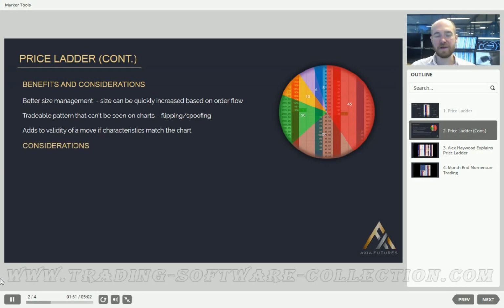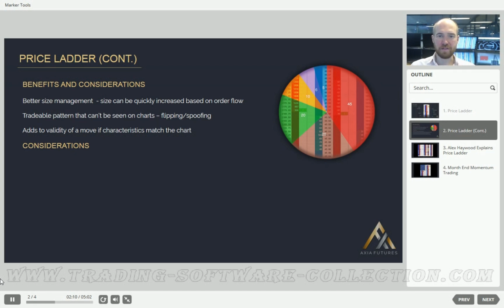Think about these, and keep these in mind all the way throughout this course, because we're going to see quite a few examples on the fundamental day, on the central banks day as well, where you see very good use of the ladder, particularly for increasing size and varying positions.